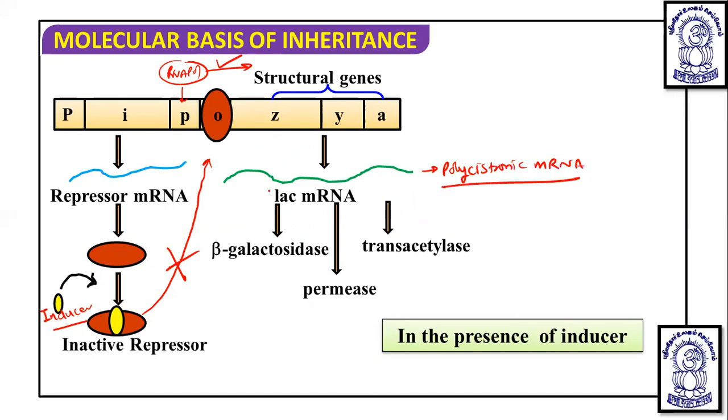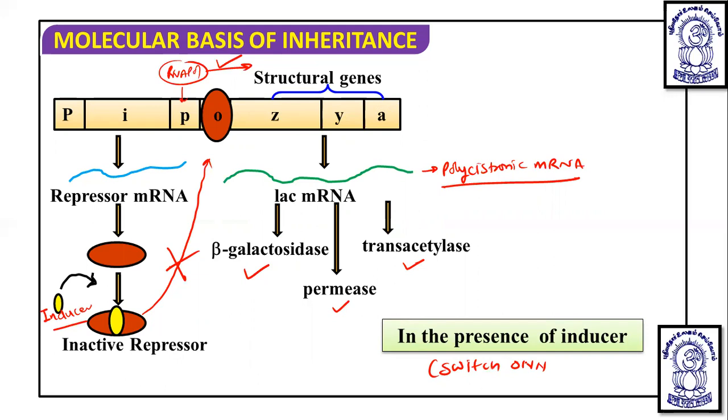Now this polycistronic mRNA will form the lac Z gene for beta galactosidase enzyme, lac Y gene codes for permease enzyme, and lac A will code for the transacetylase enzyme in the presence of inducer. Then it will be called a switch on condition, meaning structural genes are getting expressed. So this way the regulation is going to take place.